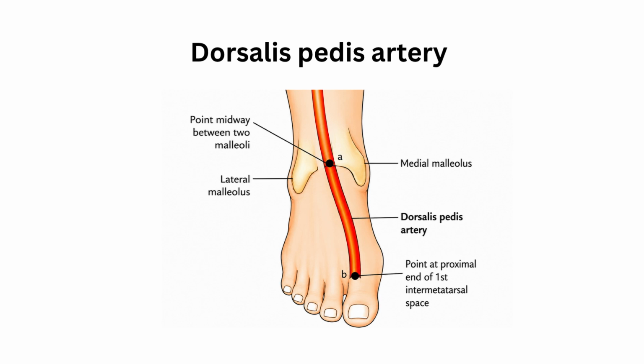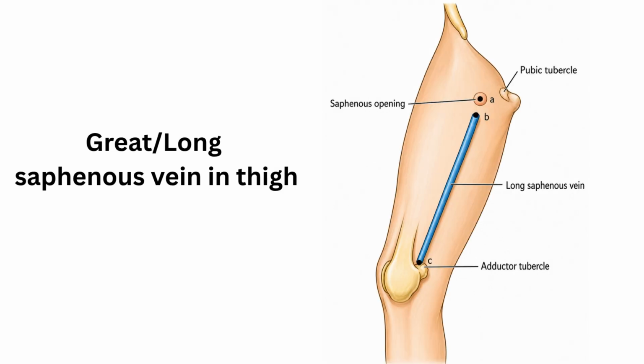For dorsalis pedis artery, put a point A between two malleolus and point B at proximal end of first intermetatarsal space. It is a space, not a joint. Don't confuse here. Point A is between two malleolus, whereas point B is proximal end of intermetatarsal space. Now join point A and B, which represents dorsalis pedis artery.